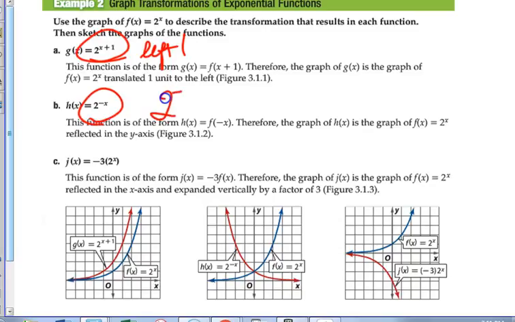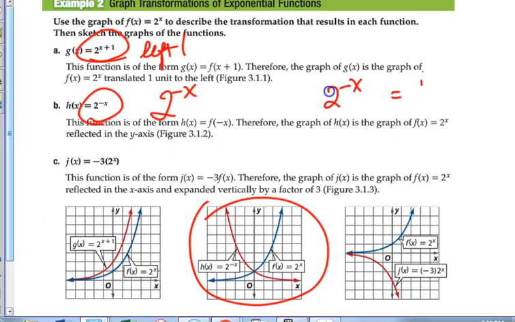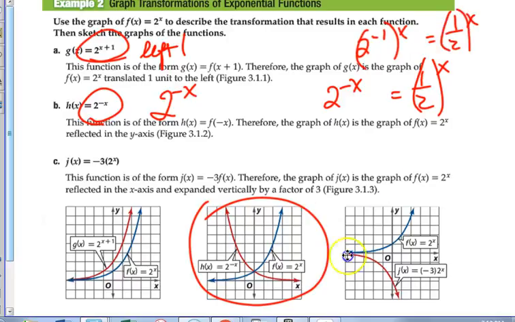Anybody know what 2 to the negative x, what does the negative on the x do? Yes, it's reflect over y. Do you see what they did here? Reflected across the y, yes. Think about that. Isn't 2 to the negative x the same as 1/2 to the positive x? Yep, pretty much. Do you understand that? This is 2 to the negative 1 to the x, which is 1/2 to the x. So it really becomes a decay.